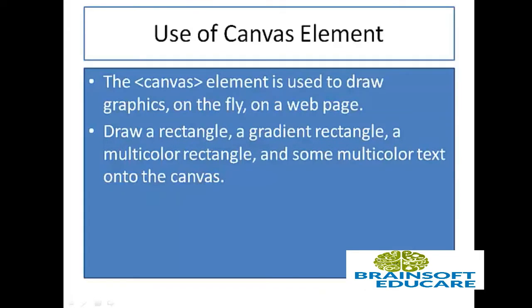What is the use of canvas element? Canvas element is used to draw graphics on the fly on a web page. Now here the term on the fly means we will draw any graphics via a scripting language. So with the use of canvas element we can draw a rectangle, a gradient rectangle, a multicolor rectangle, or even draw a multicolor text onto the canvas.